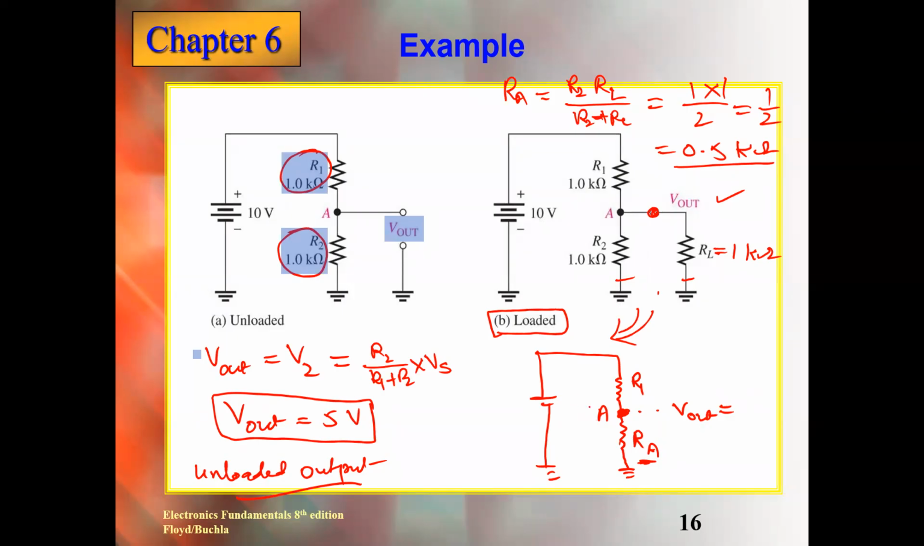It is a simple series circuit this time, or not? Yes. So what do we need? We need the voltage drop across the RA resistance. So we are now applying the voltage divider, because this is given as 1 kilo ohm and this RA is 0.5 kilo ohm. So what will the formula be? V out is equal to... V out equal to... Don't you remember the voltage divider formula?